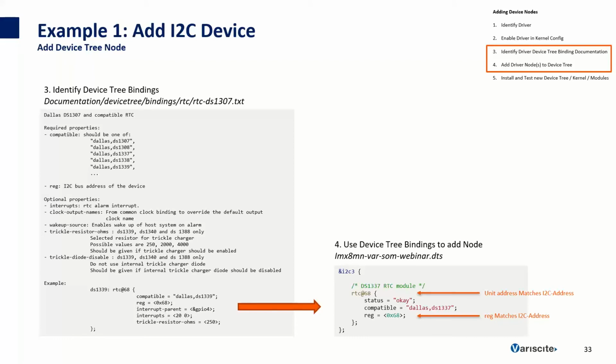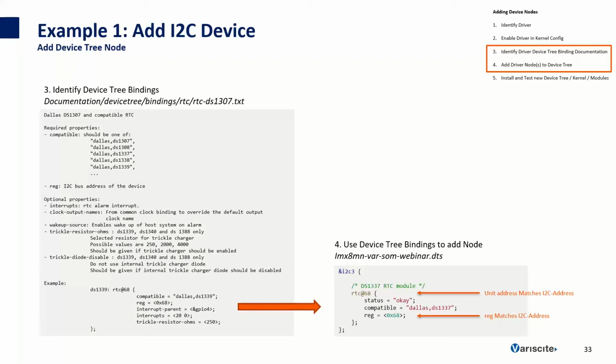Okay, so after we found our driver and we've enabled it in the kernel configuration, the next step is to identify the device tree bindings. And we did that again by searching the device in the documentation folder. So this here is the device tree binding for the RTC DS1337. We can see that the required properties are provided as well as the optional properties. And at the bottom, there's an example device node that we can use as a reference.